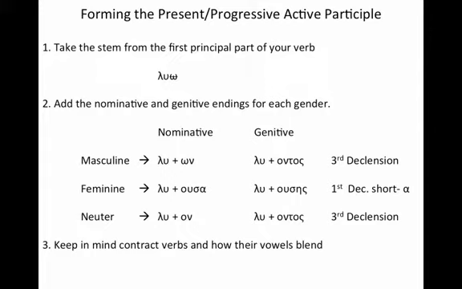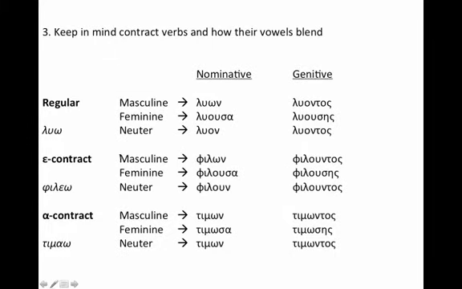So luo was a regular verb, but we also have to keep in mind that we have contract verbs. So let's look how their vowels change. So up here on the top we have luo, our regular verb, and the nominative and genitives that follow. For our epsilon contract, you'll notice that the masculine nominative singular is the same, and in the genitive singular we add an upsilon in the stem, so it's philuntos. The feminine, you'll notice, is nearly exactly the same. The only thing that will change from the regular is a slight accent change, but I didn't even add it here because it's that unimportant. And then in the neuter, we have the upsilon that joins us again, so we have philun and philuntos.